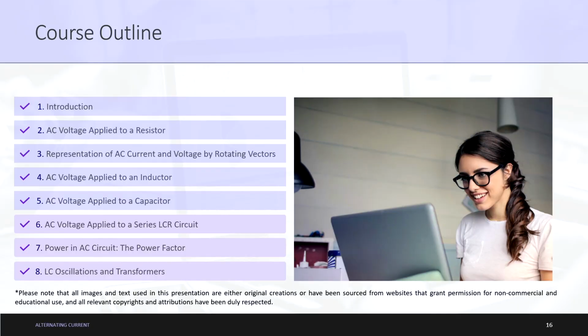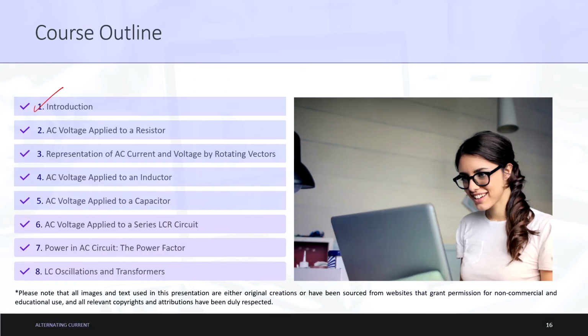So, just a course outline for you, the things which we have completed till now. We have completed the introduction part, in which we understood what is the use of AC currents, or AC voltage, or AC circuits. How are these different from direct current? What was the advantage of using AC voltage or AC currents with respect to a DC voltage or DC source, etc.